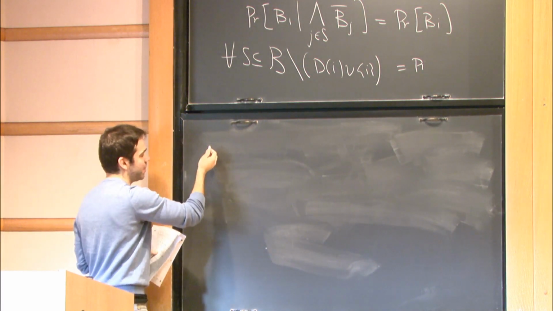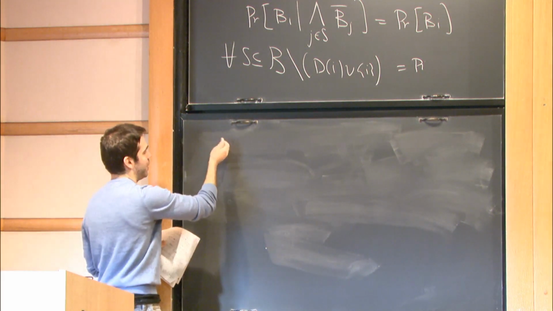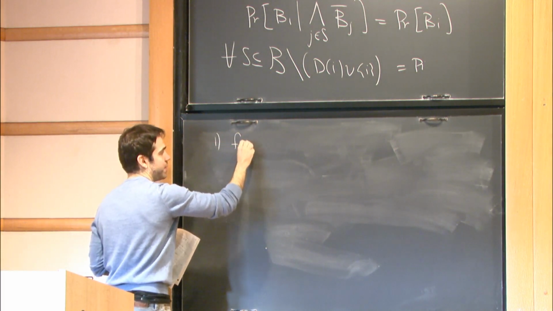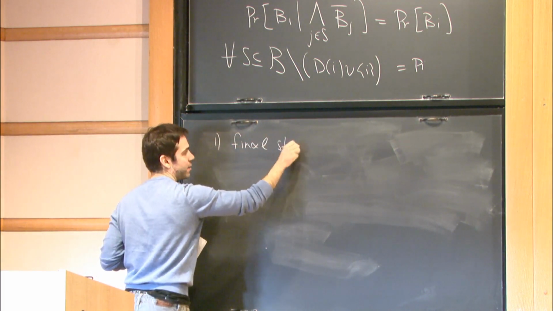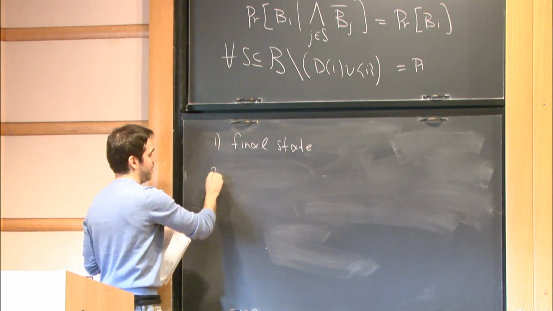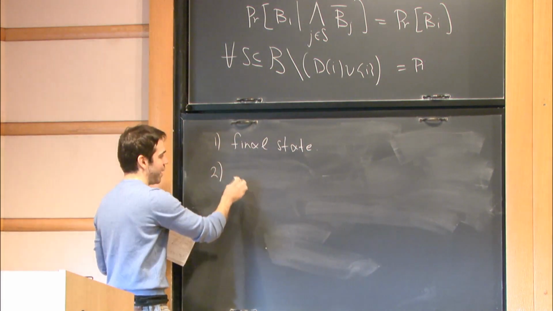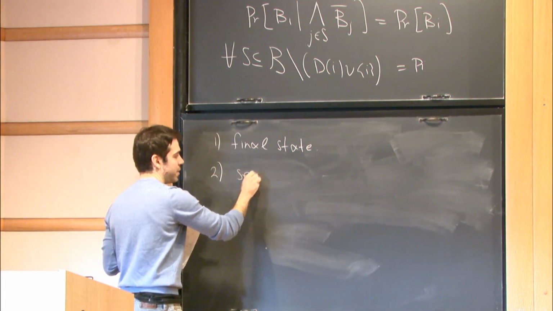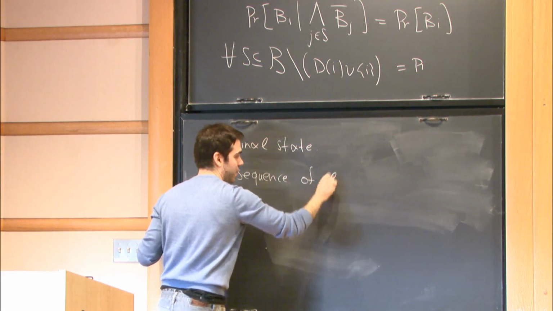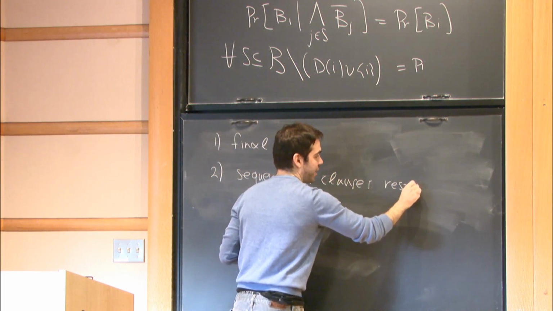So what is L of sigma? What I will be writing down are two things. The first thing is the final configuration, the final state. Where B comes from, well, part of it is this, and the other part is the sequence of clauses that is sampled so far.